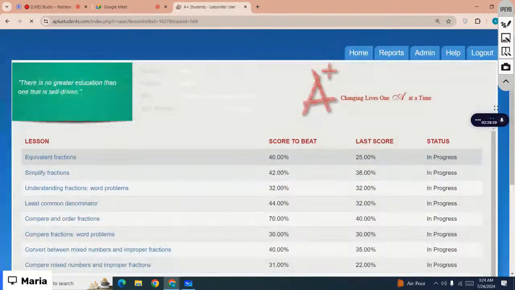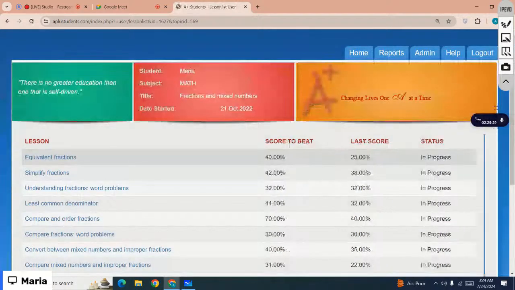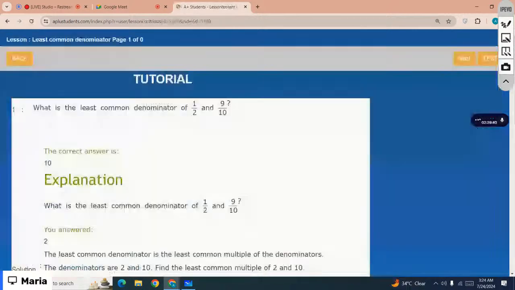And the next lesson is least common denominator. Let's just start with the lesson. So the common denominator is a very important lesson. Okay, let's just start with the first example. That is one. What is the least common denominator of 1 by 2 and 9 over 10?